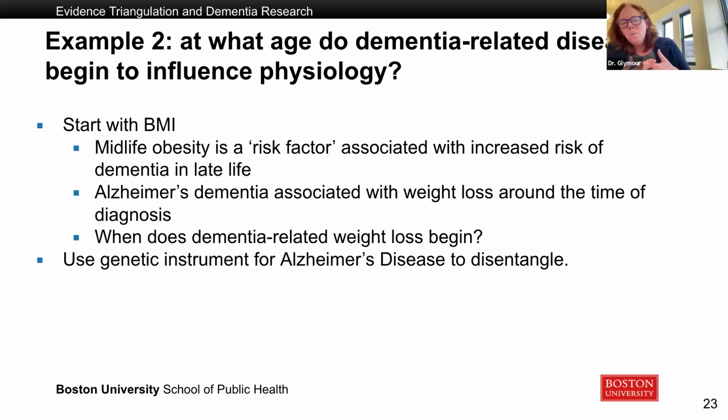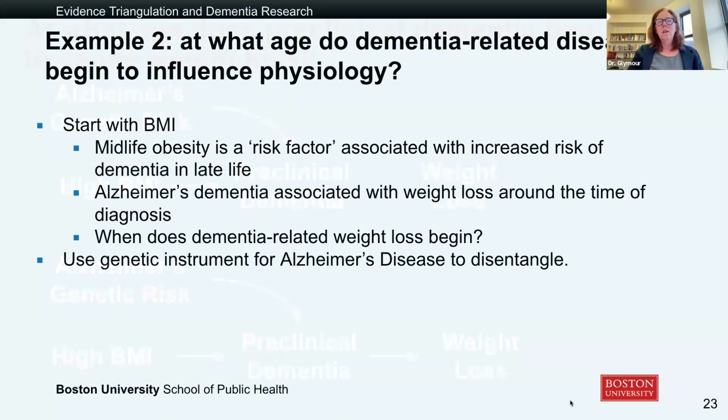So we asked, when does dementia-related weight loss begin? At what age is dementia-related weight loss detectable? But you can see these two things are going in the opposite direction, so it may be really difficult with typical methods to figure out the association. So our idea here was to use a genetic instrument for Alzheimer's disease, the genetic instrument that influences Alzheimer's disease, and see when it begins to be associated with body mass index.